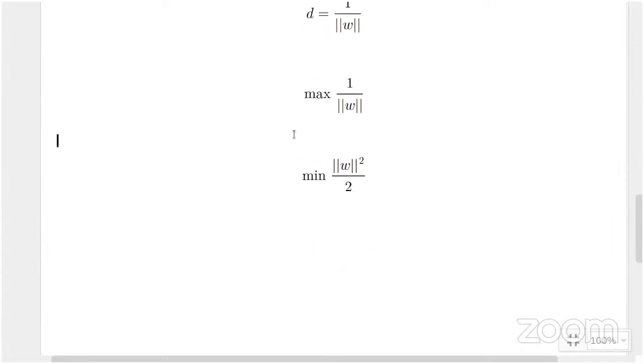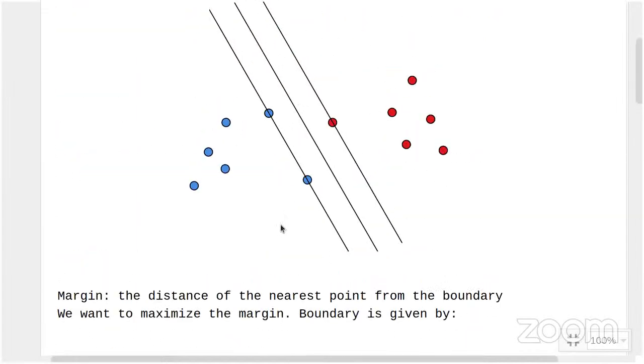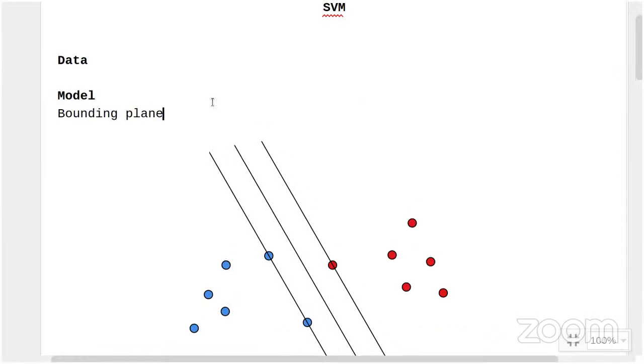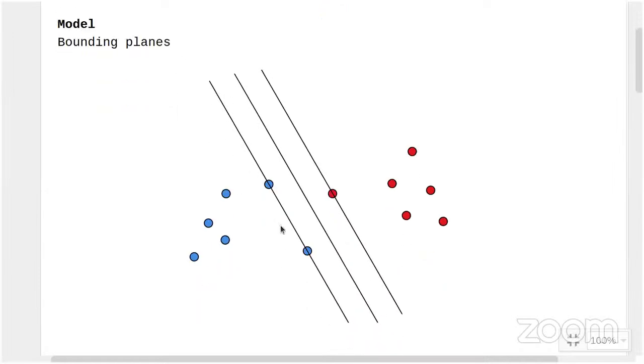The objective function that I want to optimize in the case of SVMs is to minimize the squared norm of W by 2, subject to some constraints, right? So what are they? If you notice, every point on either side of the margin is on either side of this bounding plane. These are called the bounding planes. Every point on either side of this bounding plane is away from it. The closest points are these red and blue points, which lie on the bounding plane, but every other point is far away from the bounding plane.